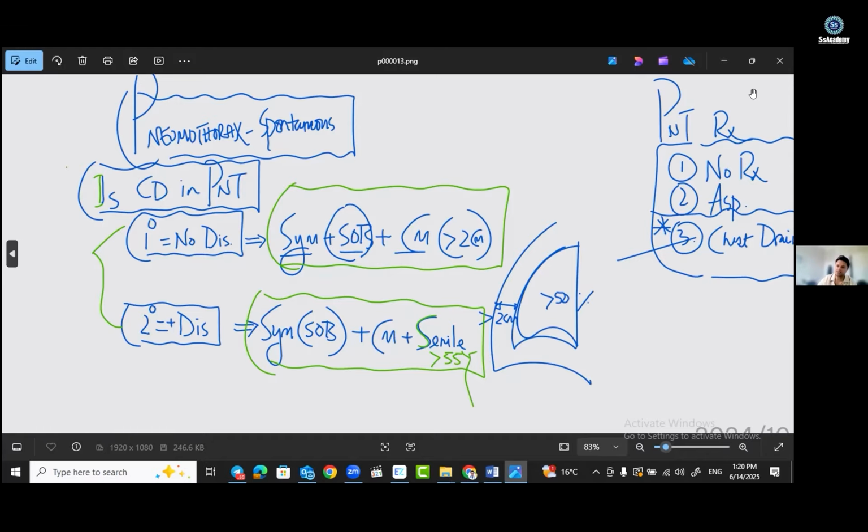Just say with me and write them down. Primary, symptoms, centimeter. That's fine. Symptom centimeter. Secondary, symptom centimeter senile.